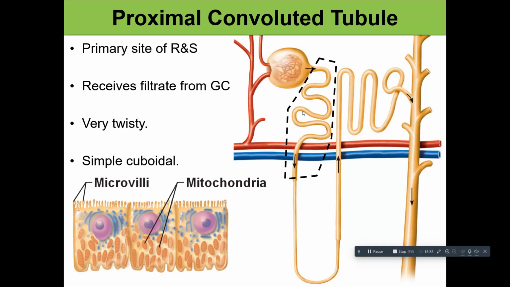The epithelium of the PCT here is simple cuboidal. We see some of the cells right here. Notice that they have microvilli, which further increase the surface area. These cells of the PCT are also rich in mitochondria because reabsorption and secretion are energy-dependent processes. So we need a bunch of ATP, so we need a lot of mitochondria.